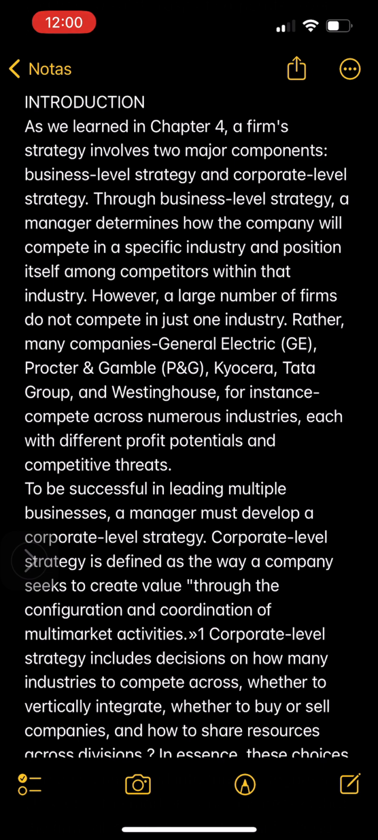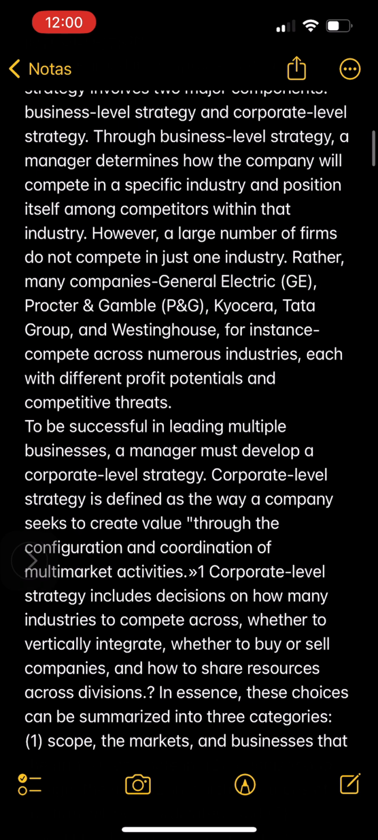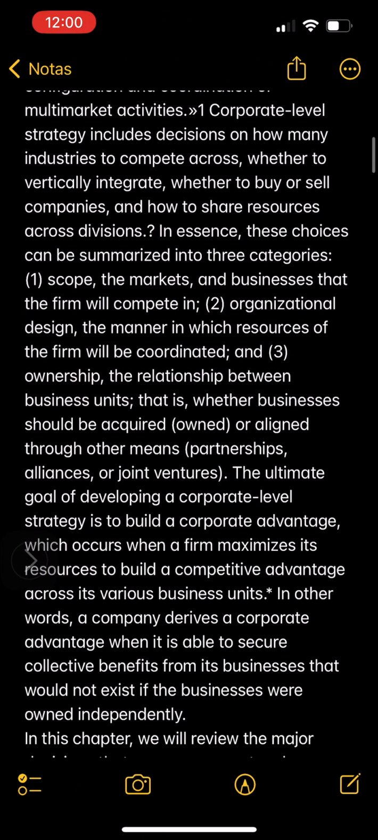To be successful in leading multiple businesses, a manager must develop a corporate level strategy. Corporate level strategy is defined as the way a company seeks to create value through the configuration and coordination of multi-market activities. Corporate level strategy includes decisions on how many industries to compete across, whether to vertically integrate, whether to buy or sell companies, and how to share resources across divisions.